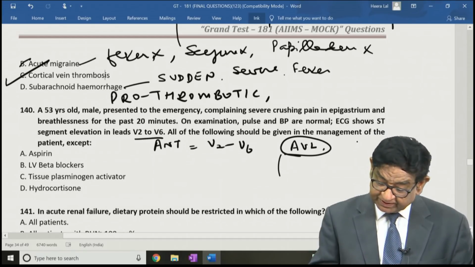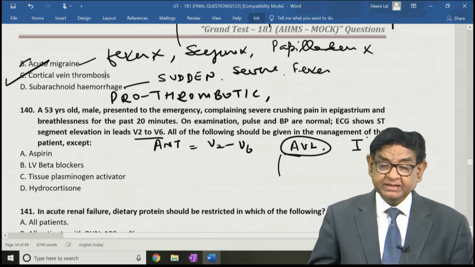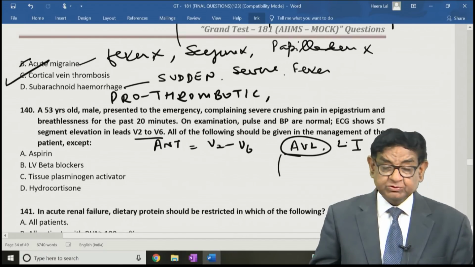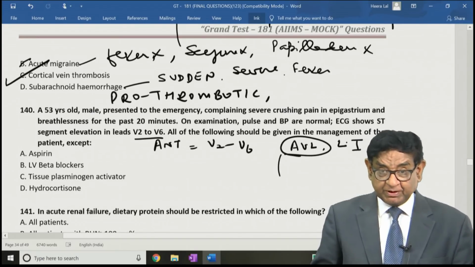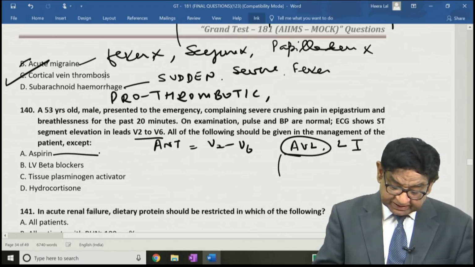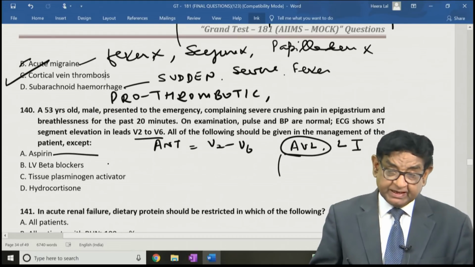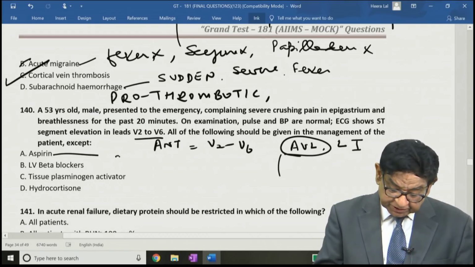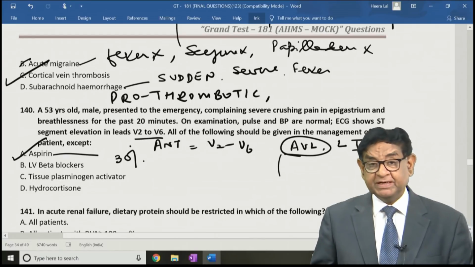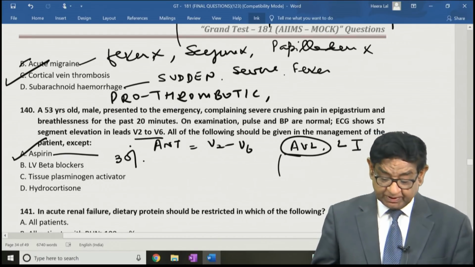Where else can we see it? We can also see it in L1. So these are the findings where we'll see it. Well, if the patient comes to you with acute MI, we give aspirin. Aspirin is an antiplatelet drug. And if you use aspirin in the early intervention, you reduce mortality by 30%. It's always the first line treatment that has to be given in case of acute MI.